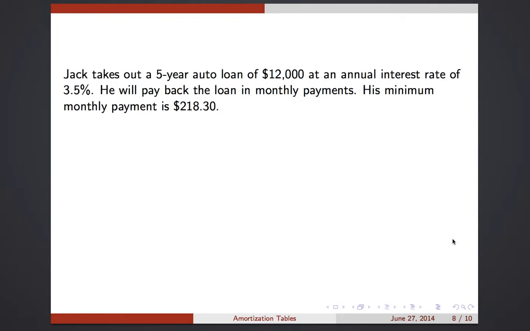Okay, so let's talk about making these tables in modified situations. One of the nice things about these tables is you can keep track of changes in the parameters of the loan. So here's one way that the parameters can change. So let me just remind you the question. It was 12 grand, 5 years, 3.5%, monthly payments like this.